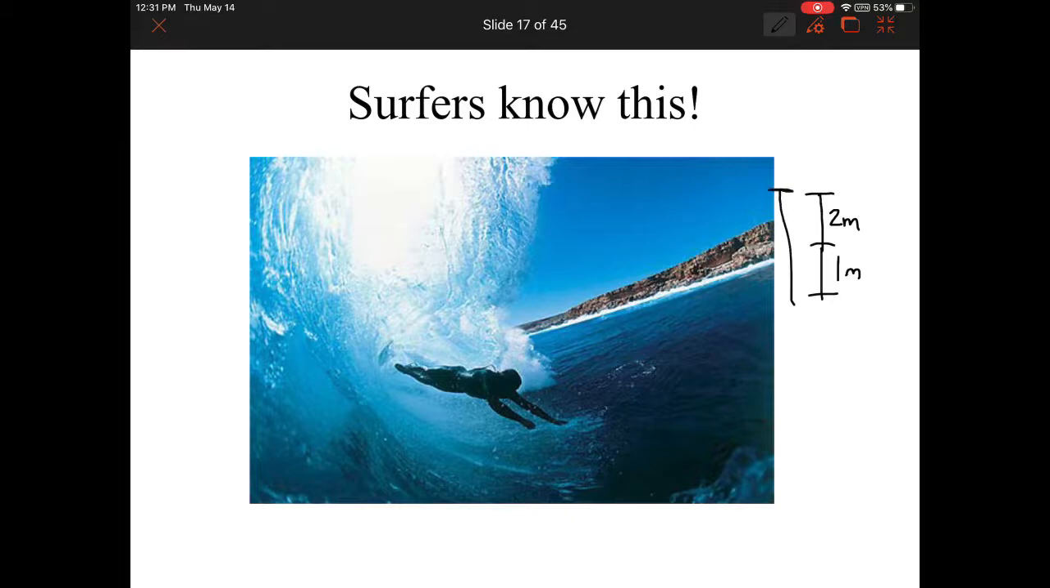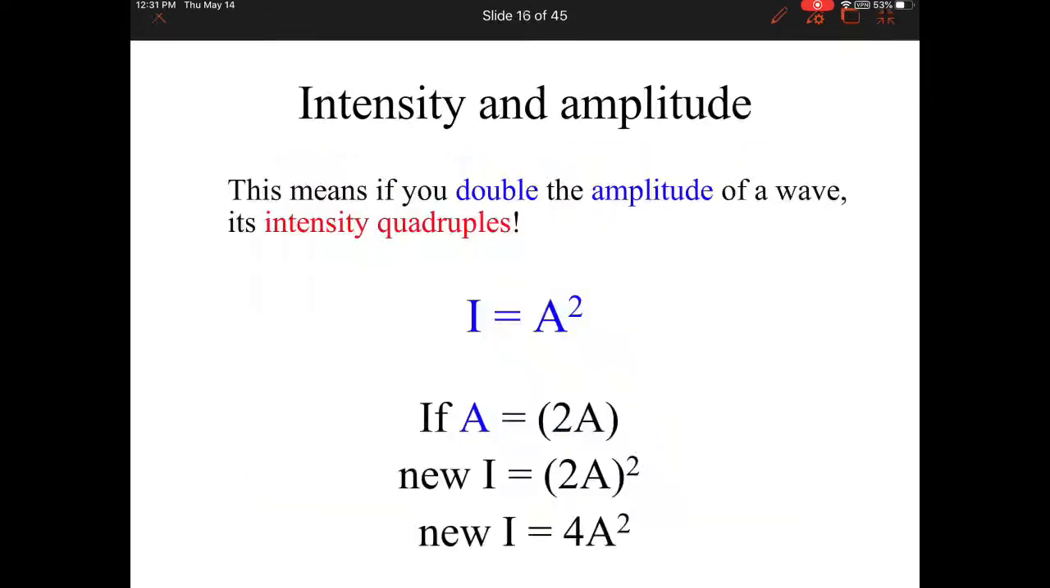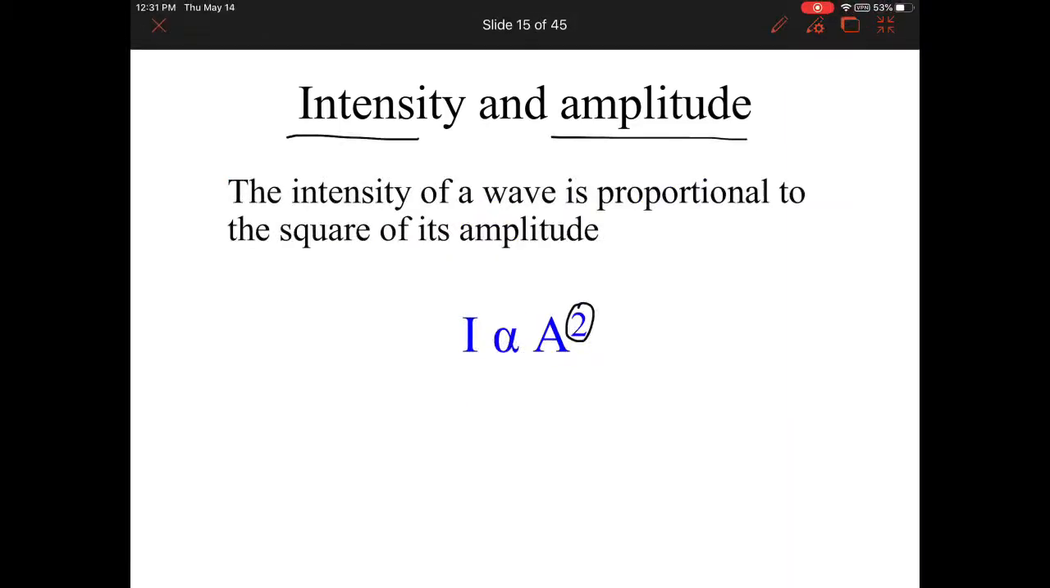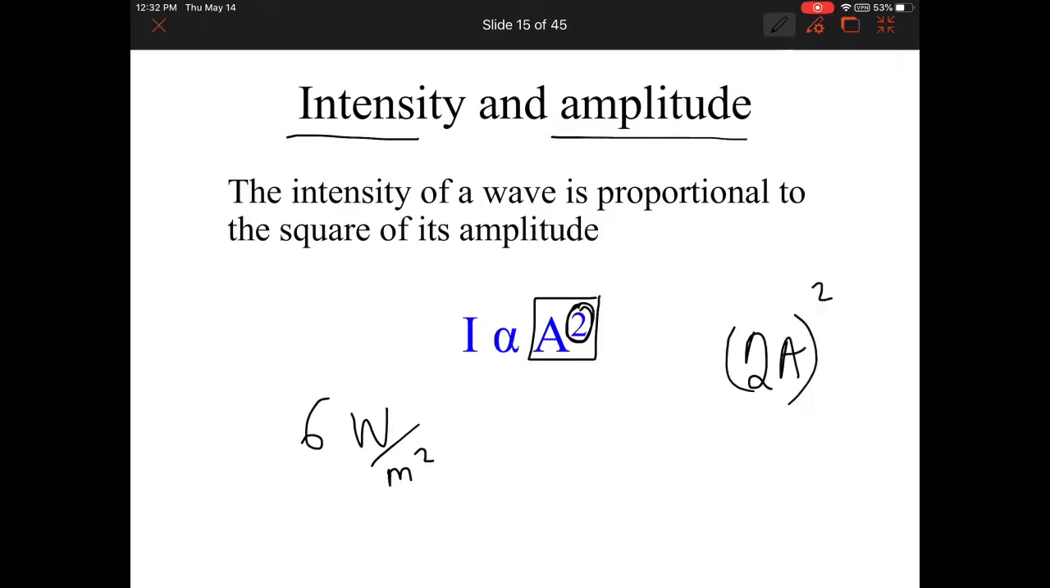Doubling the wave's height does not just double the wave's intensity. It actually feels way more than twice as intense, okay? So you'll see what I mean in a second there. We can basically say that if I have some intensity, like in the last one, I had 6 watts per meter squared. If I were to, for some reason, double the amplitude, okay, if the amplitude is doubled, then I will end up with an intensity that is 4 times.